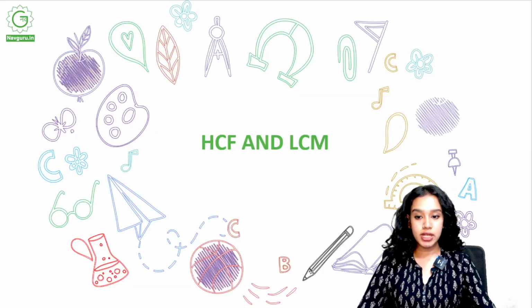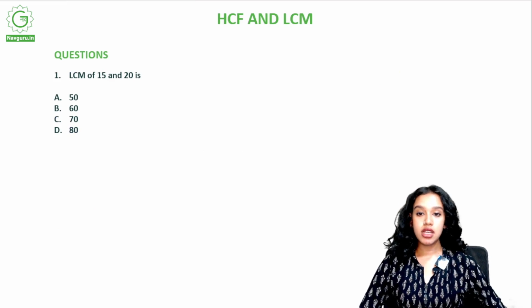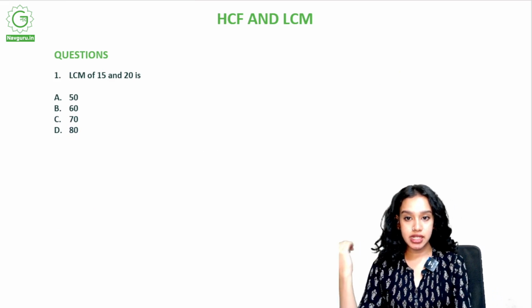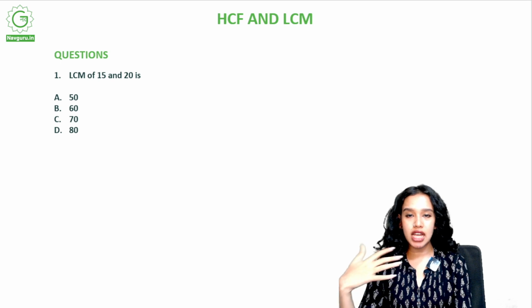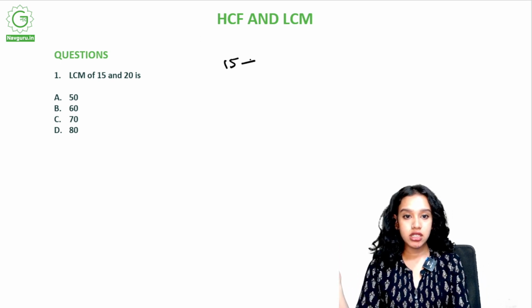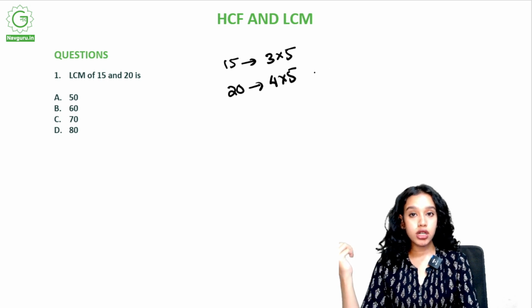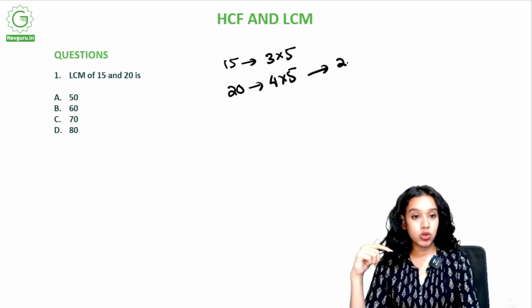Let's solve a few questions from the chapter HCF and LCM. Going to the first question, LCM of 15 and 20. We could write out the factors, so we'll use the prime factorization method. 15 could be written as 3 into 5, and 20 could be written as 4 into 5. 4 into 5 can further be written as 2 into 2 into 5.